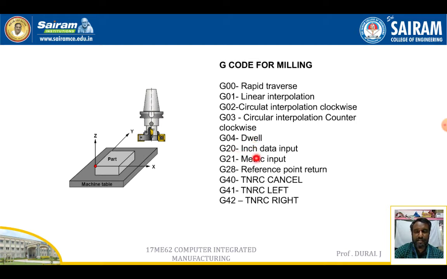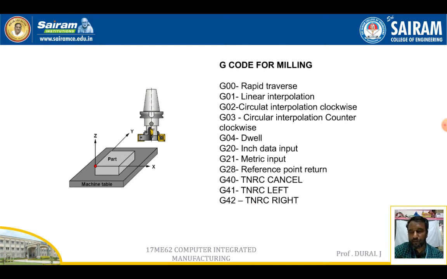G20 is inch data input, and G21 is metric data input, same as in lathe operation. G28 is reference point return, G40 is tool nose radius compensation cancel, G41 is compensation left, and G42 is compensation right. In the next slide we are going to discuss what the compensation cancel, left and right mean.